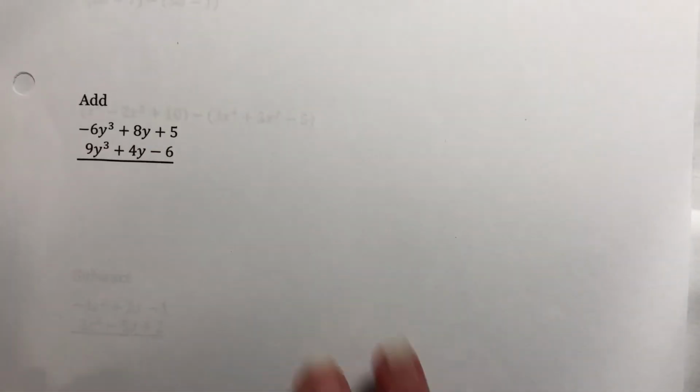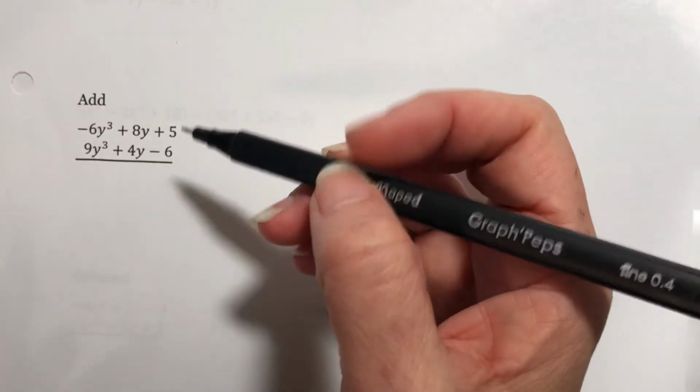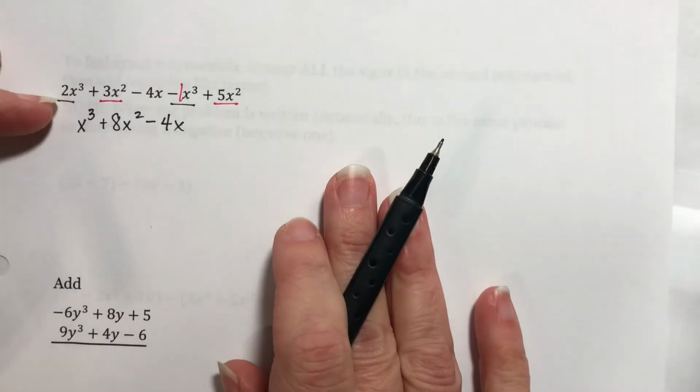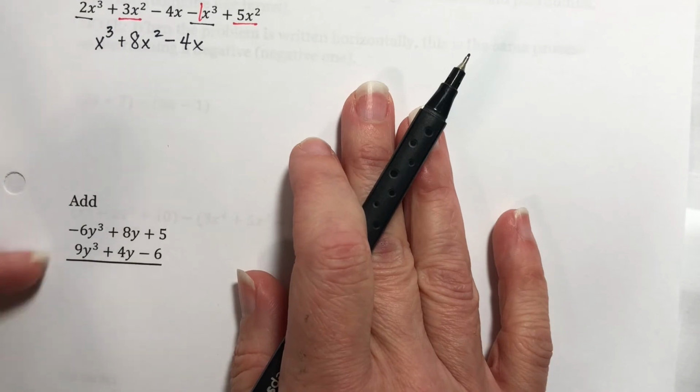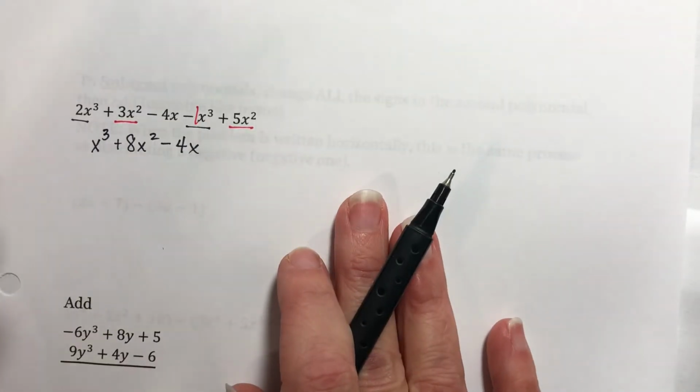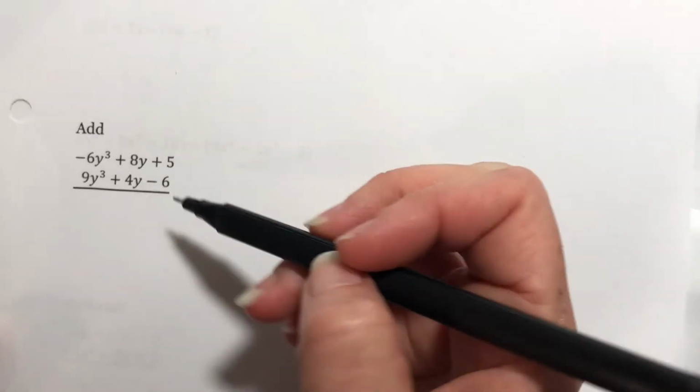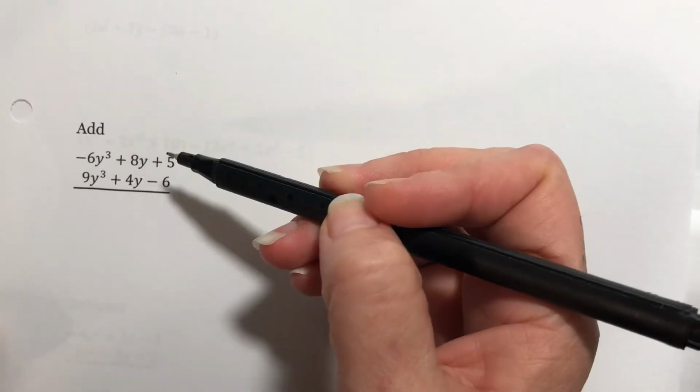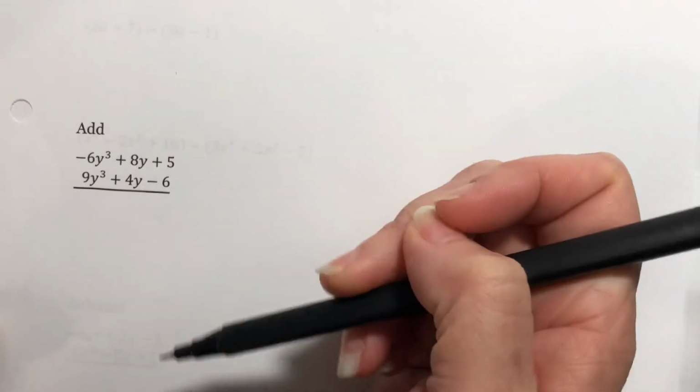Okay, now sometimes you're going to end up with a problem written vertically. You can always take a horizontal problem and write it vertically. You can always take a vertical problem and write it horizontally. It's up to you. The nice thing about this is that you can line up your like terms, so it's just simply adding up and down.